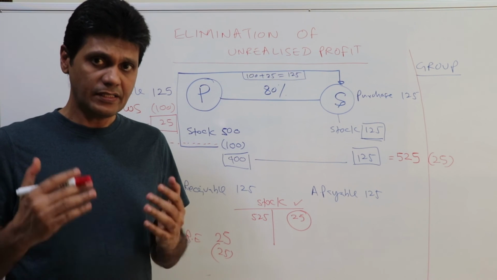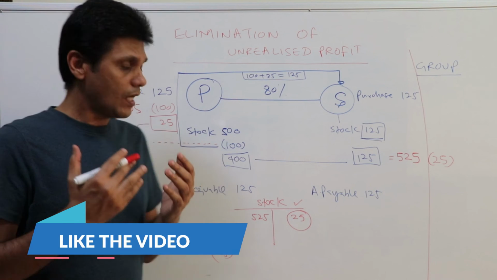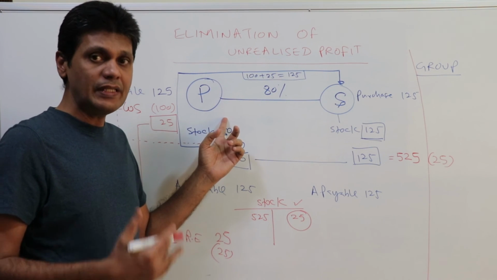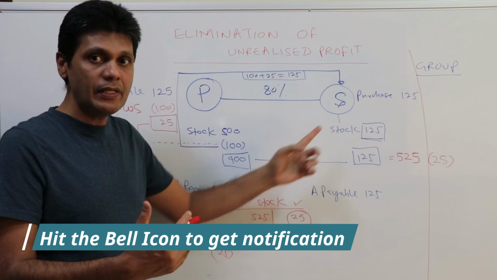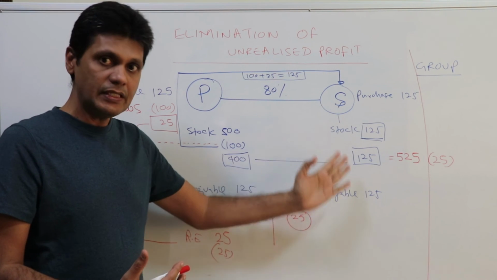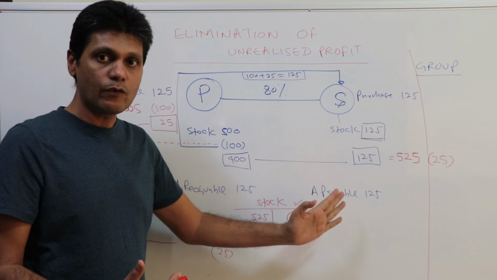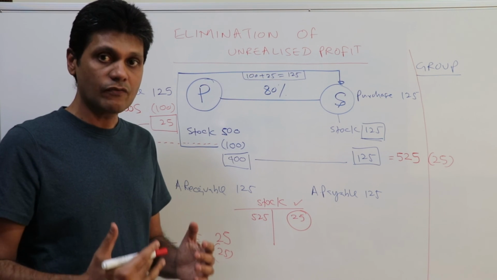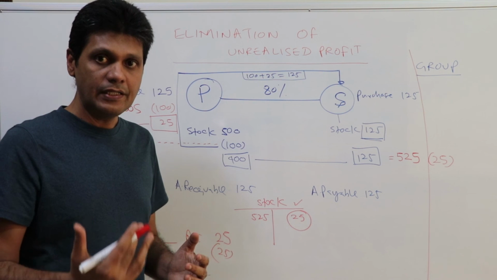Now let's look at another example where the subsidiary company has sold goods to the parent company. In that instance, the profit will be recorded by the subsidiary company. So in that case, how do you eliminate the unrealized profit? This is what we are going to discuss in the next session.